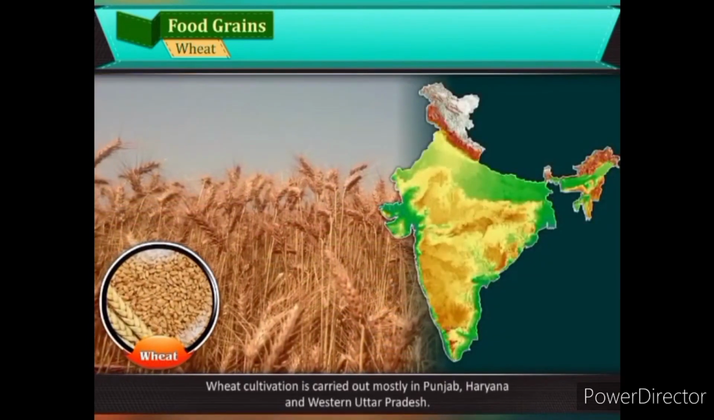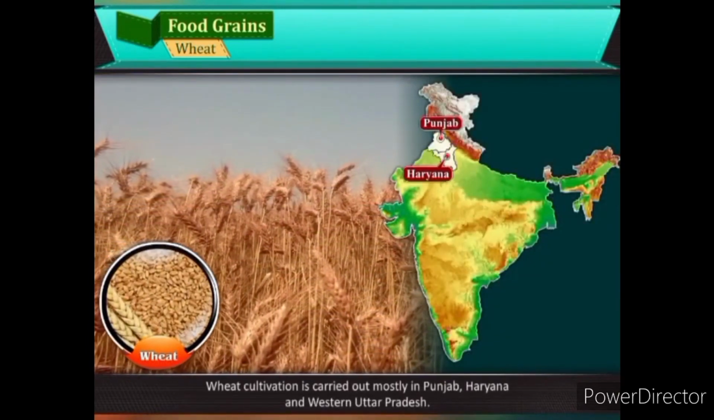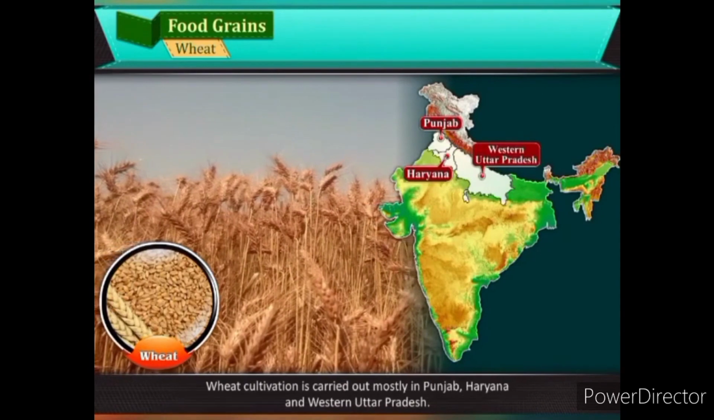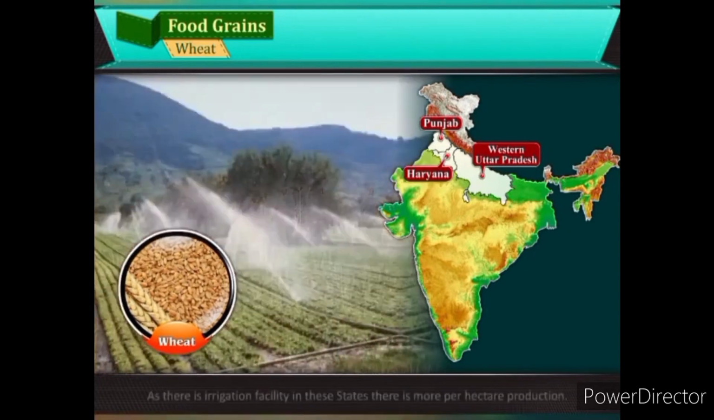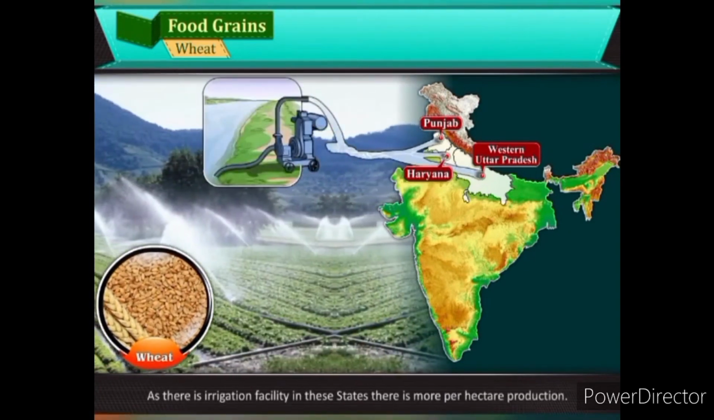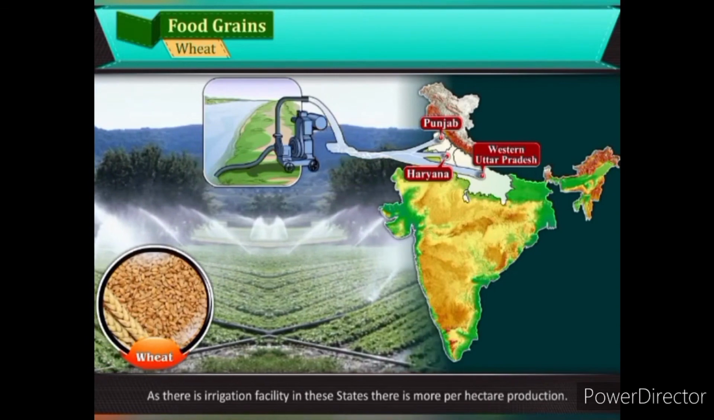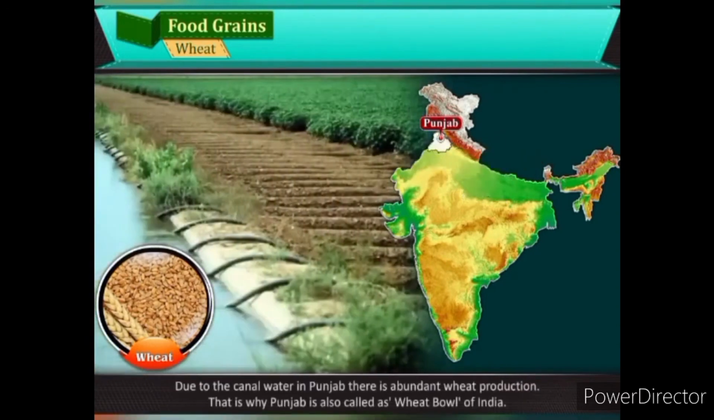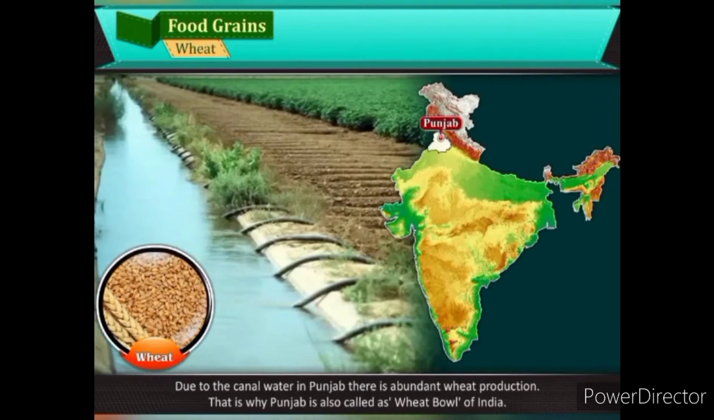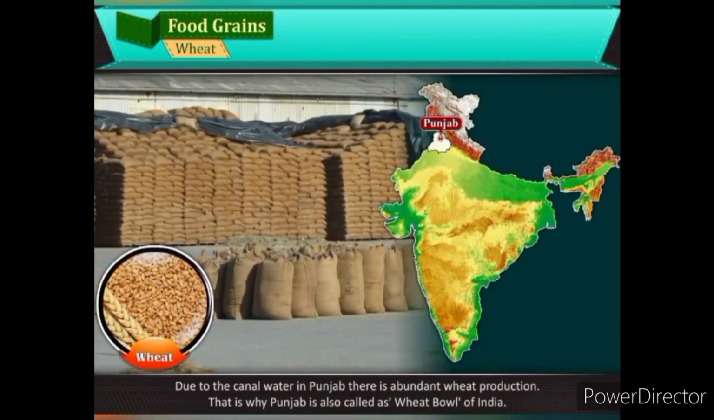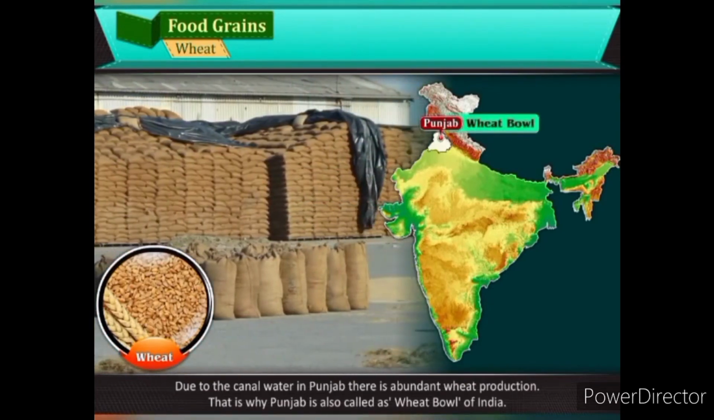Wheat cultivation is carried out mostly in Punjab, Haryana, and western Uttar Pradesh. These states contribute about 2/3 of the total national production. As there is irrigation facility in these states, there is more per hectare production. Due to the canal water in Punjab, there is abundant wheat production. That is why Punjab is also called the Wheat Bowl of India.